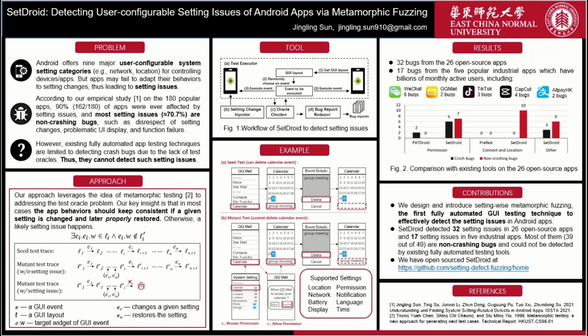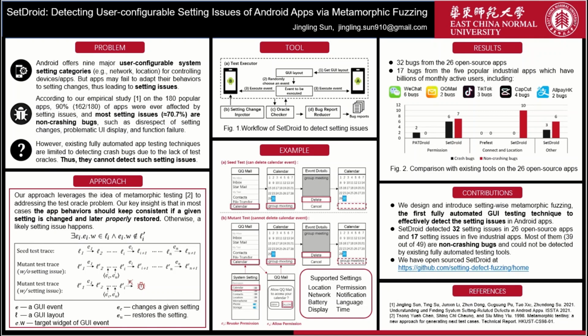In our scenario, our key observation is that the app behaviors should keep consistent if a given setting is changed and later probably restored. Otherwise, a likely setting issue happens. We leverage this observation as one kind of metamorphic relation to overcome the oracle problem. We formalize our technique as follows.